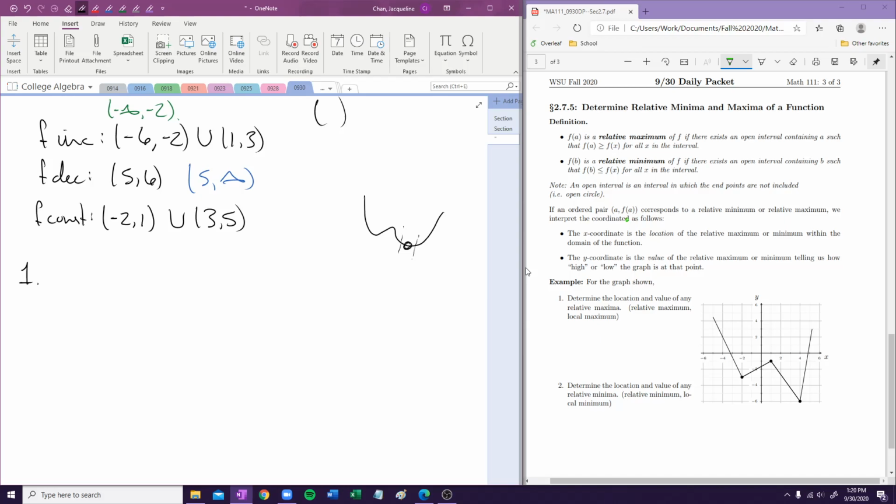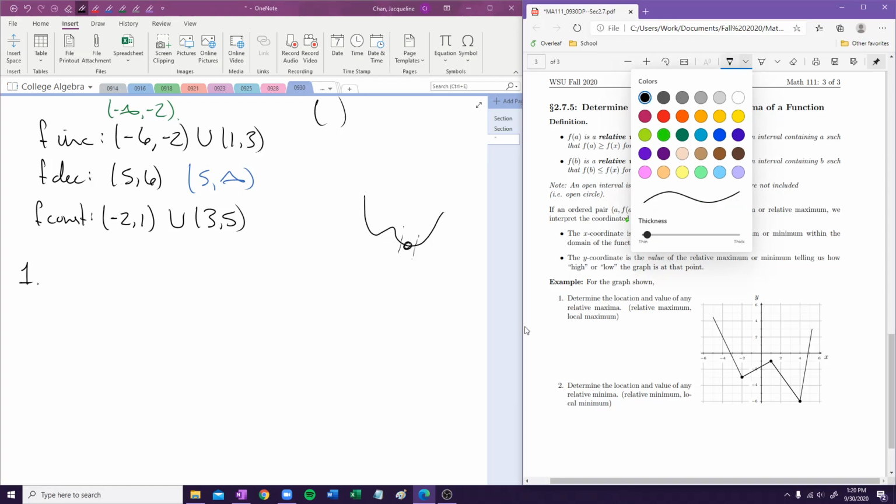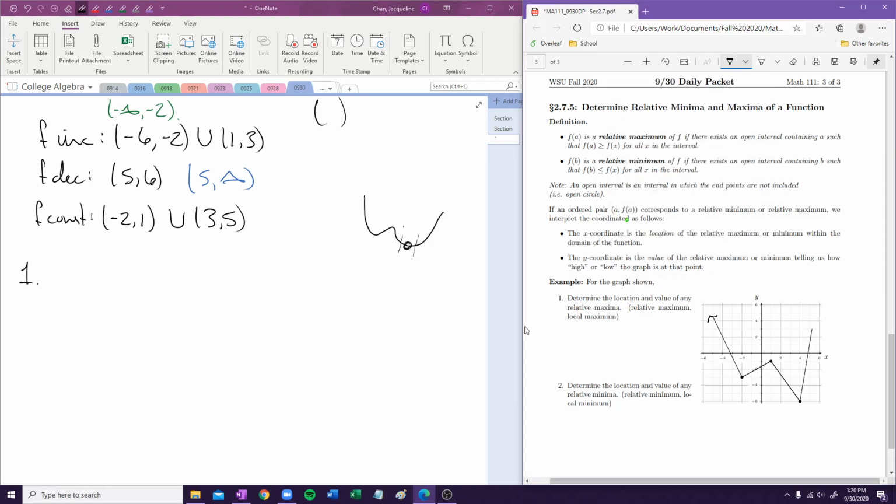It's important I emphasize local because there are global maximums and minimums, but we're not going to worry about them right now. So when I look at this graph, these technically have arrows. Since they have arrows, yeah, these are taller than, say, any of these points. However, we cannot consider them a maximum because there's no stopping point.